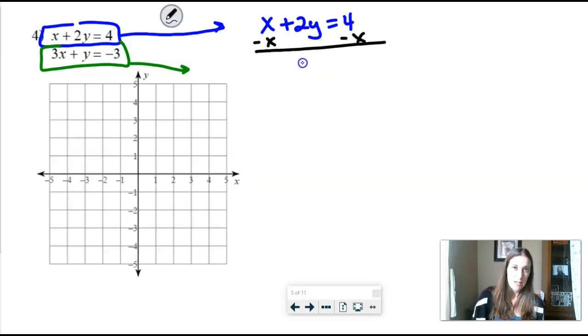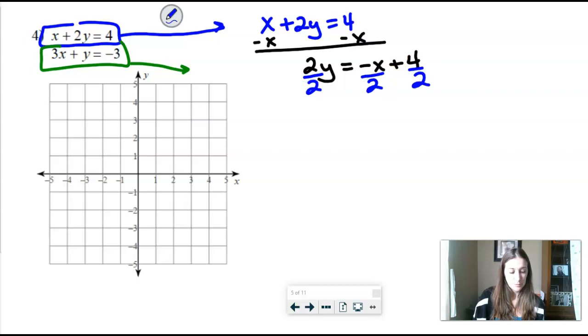Oh, this one's going to be icky. All right, so we got 2y equals, I'm going to rewrite the order as negative x plus 4. I want the x to be first. And then one more step and we're home free. I'm going to divide everybody by 2. So we just got y equals, careful on this one, negative 1/2 x plus 2.